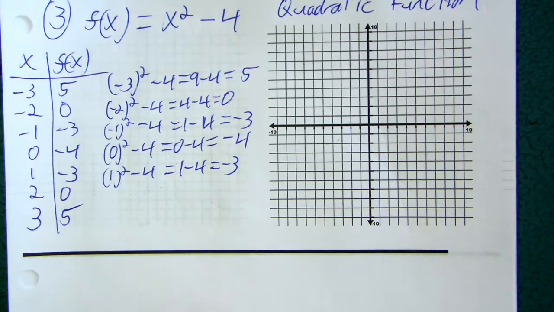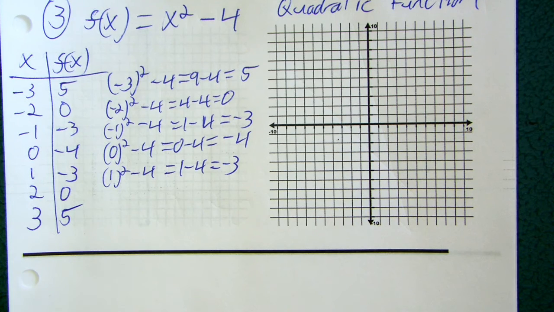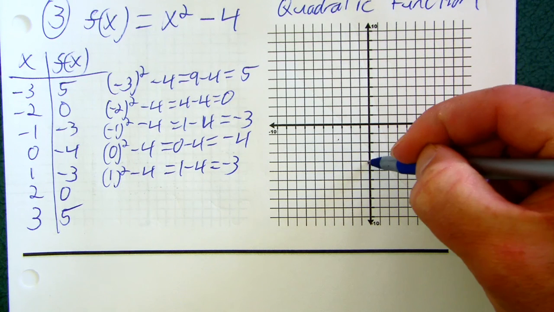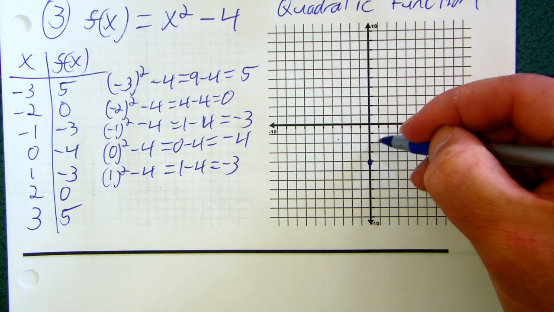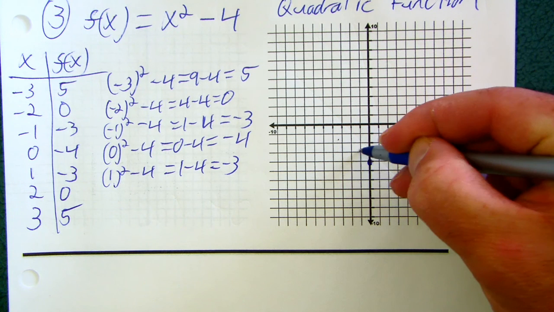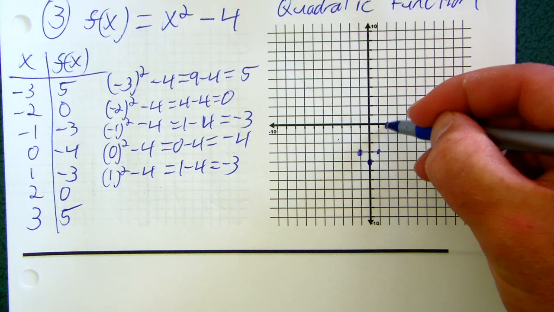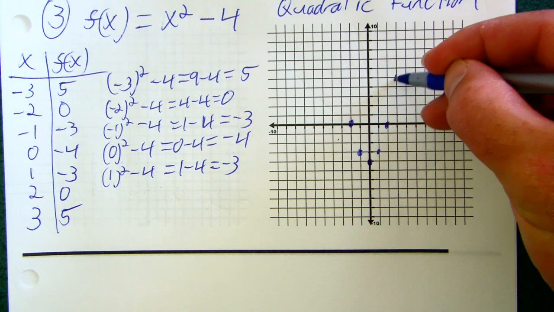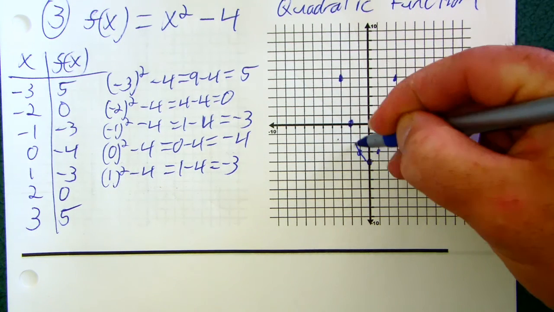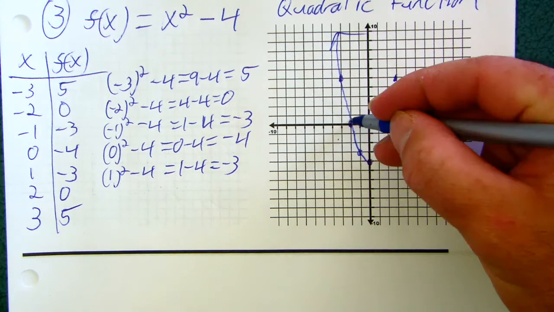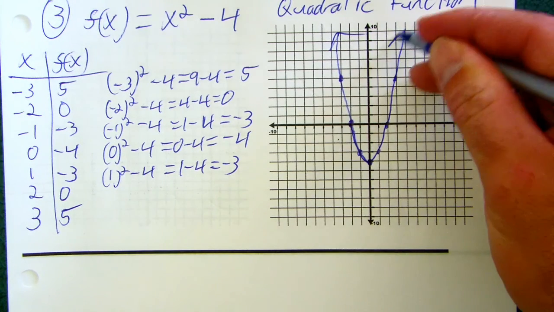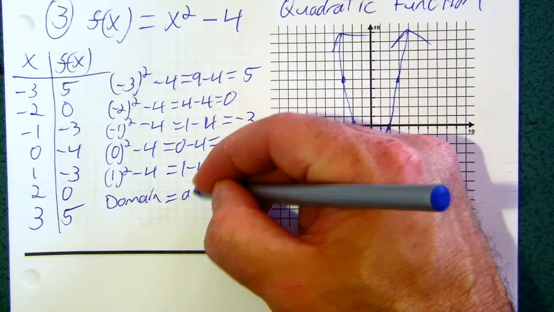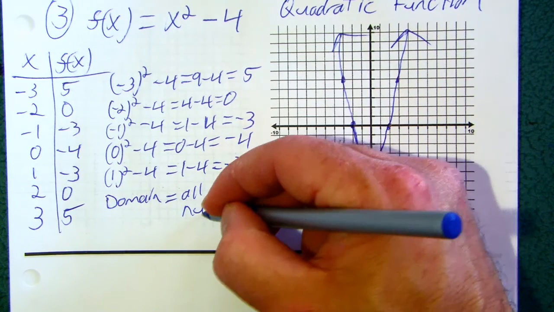All right, I'm just going to skip the last two there so I have some space to write some things, but my graph is going to look like this. We had 0, negative 4. So as far as your domain here, it's going to be all real numbers. Okay, you can substitute any number you want in here.